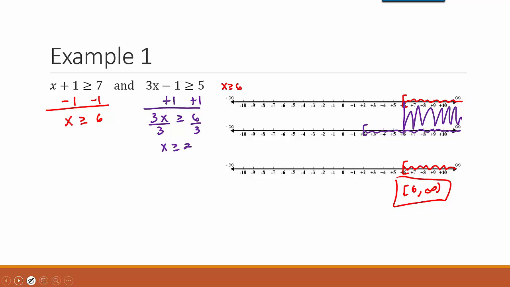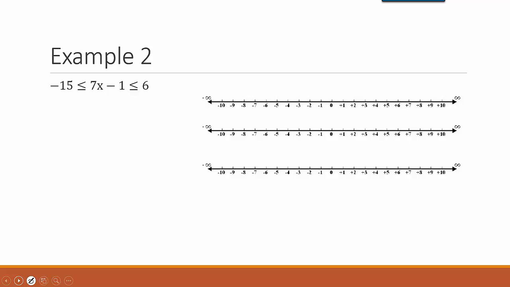Okay, let's look at another one. All right, this one we have 7x minus 1 is less than or equal to 6, and 7x minus 1 is greater than or equal to negative 15. So you don't see the word and, but if you have that variable in the middle with the two inequalities, it's understood to be an and inequality. And you would solve this just like you would solve any other inequality. However, whatever you do in the middle to get x by itself, you have to do on each side.